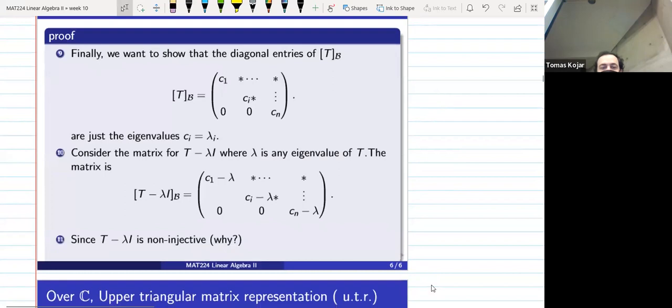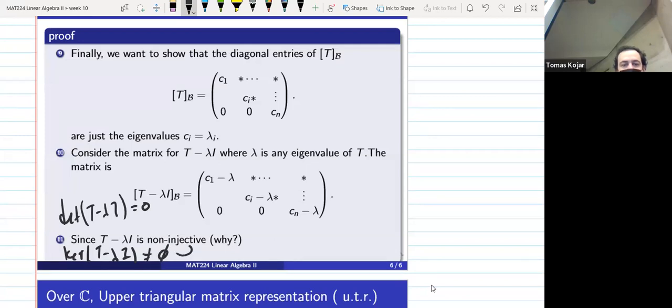Since the determinant is 0, you get that it is non-invertible. Actually, I like it the way with kernel. Since there is an eigenvector, the kernel is non-empty. I mean, it's non-injective. Yeah, much easier.